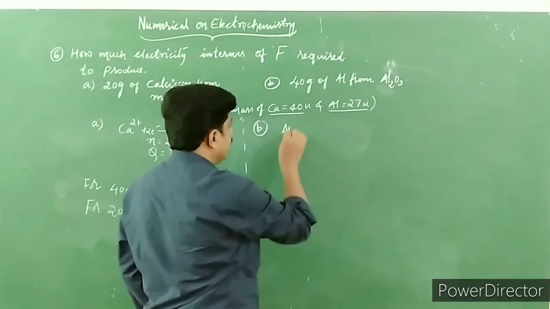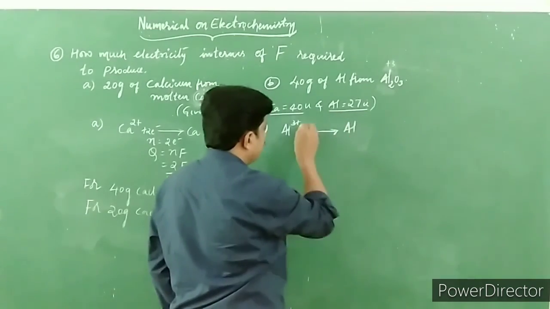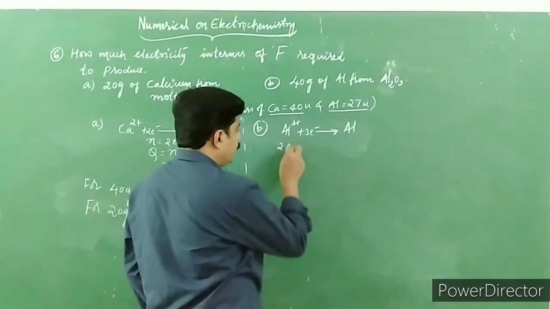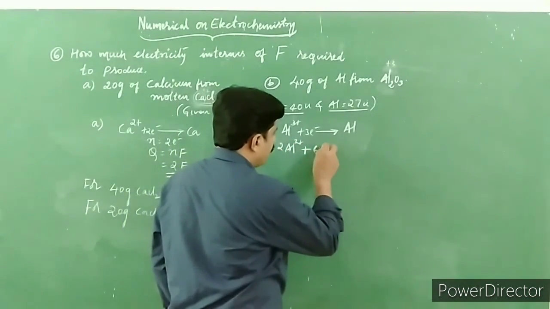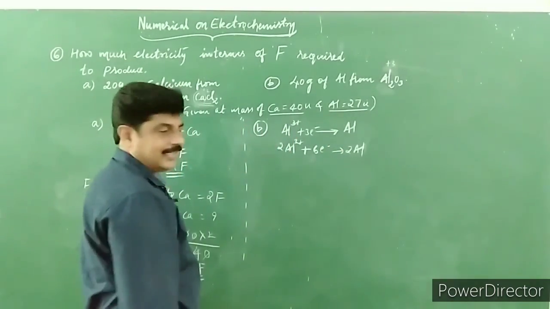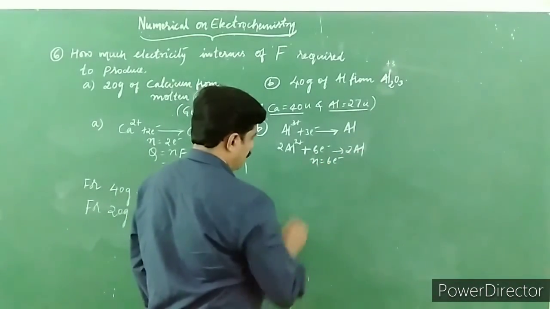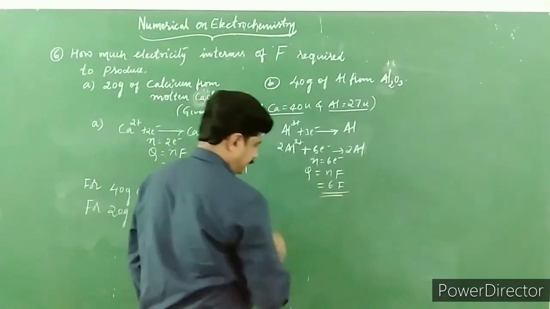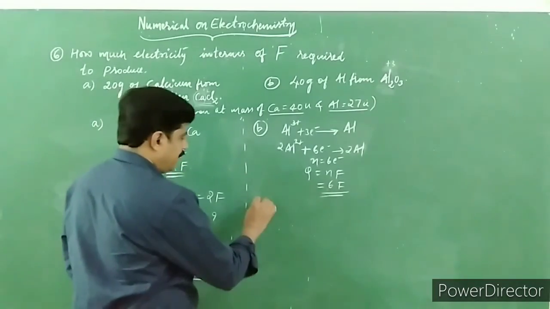Now look here, Al3+ has to reduce to Al. For this I need 3 moles of electrons. Children, for 2 moles of Al3+ ions, you require 6 moles of electrons to reduce it to 2Al. In that case, n is equal to 6 moles of electrons. Q is equal to n into F, 6 Faradays. Hope you got it.